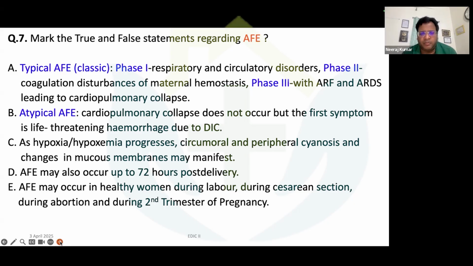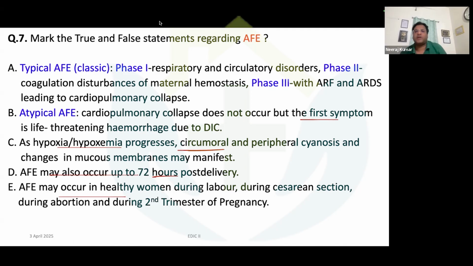In atypical, cardiopulmonary collapse does not occur, but the first symptom is life-threatening hemorrhage. As hypoxia and hypoxemia progress, you will get circumoral or peripheral cyanosis. AFE may also occur up to 72 hours post-delivery, and AFE may occur in healthy women during labor, during cesarean, and during abortion, during the second trimester of pregnancy.